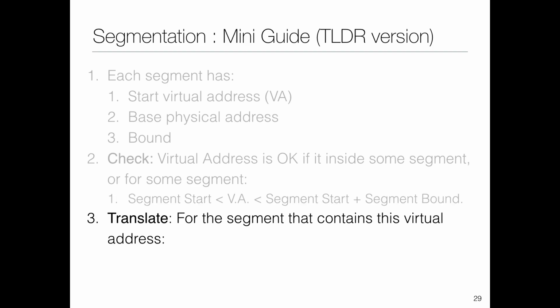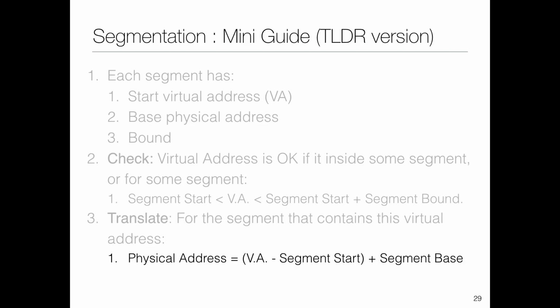And for translate, what do you think we'll do then? What do you think will be the formula? Physical address equal to virtual address minus the start plus base. Okay, that's perfect. Physical address is equal to virtual address.